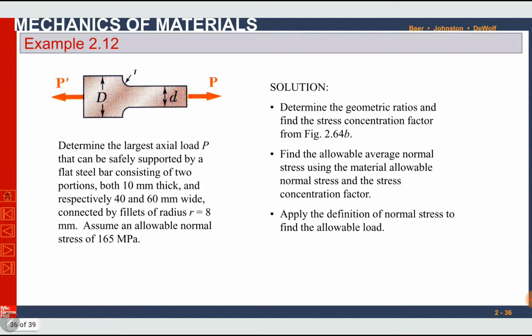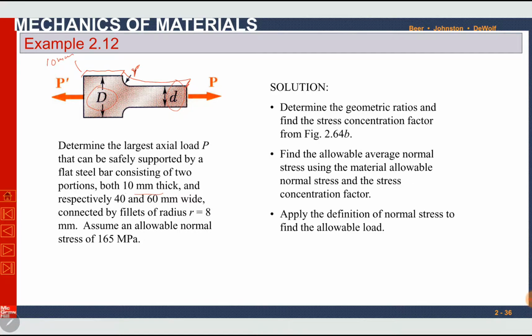Okay, here's an example problem number 2.12. It states: determine the largest axial load P that can be safely supported by a flat steel bar. Flat means it is rectangular, it is not round. Consisting of two portions. One portion has a width of small d, the other one is capital D. Here is the radius of fillet, which is small r. Both 10 mm thick. The thickness of the bar in the third dimension is 10 mm.